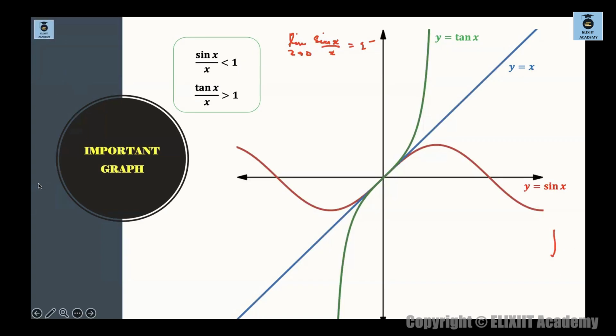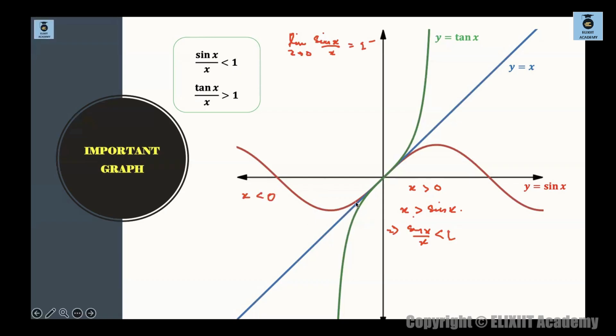Let's say, for instance, when x is positive, you can clearly see here that the graph of x lies above the graph of sin x, right? So x is more than sin x over here. When x is positive, the graph of x lies above the graph of sin x. So x is more than sin x, which means sin x upon x will be less than 1. And similarly, when x is less than 0, what happens over here?